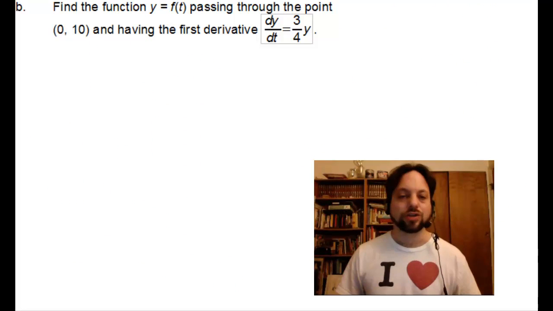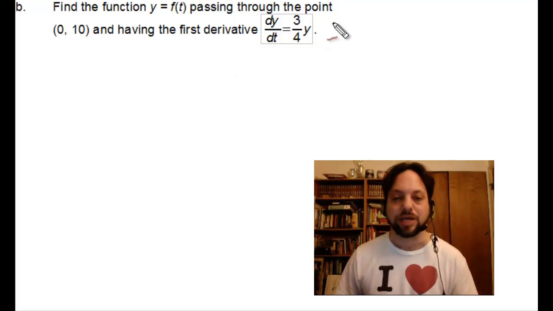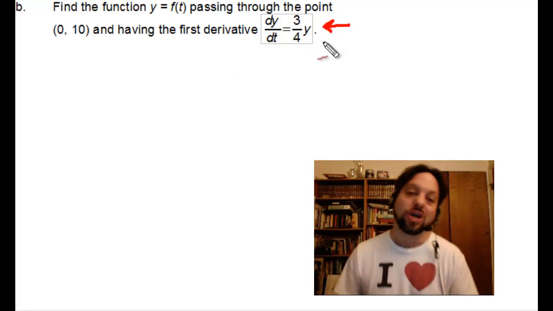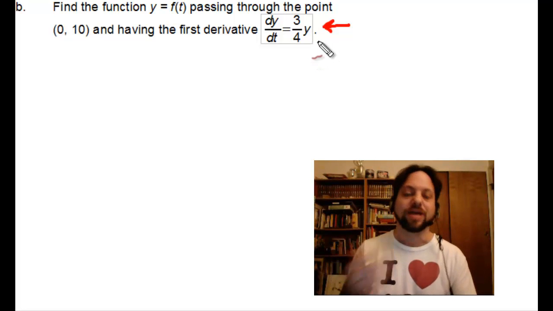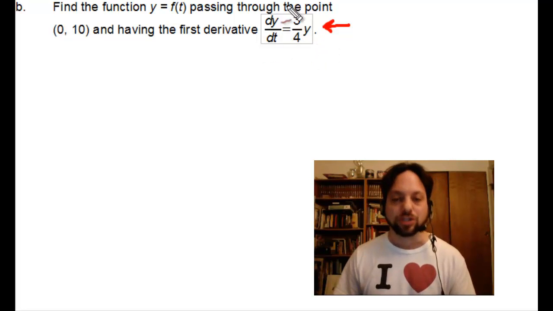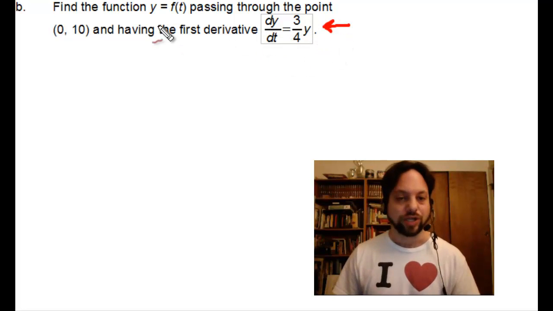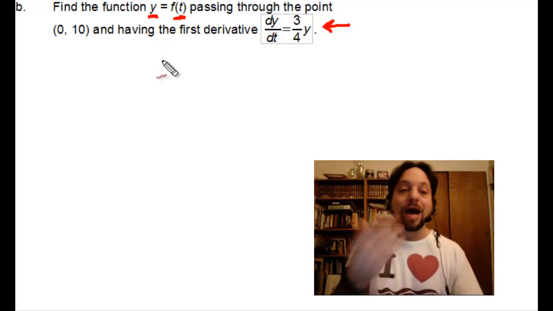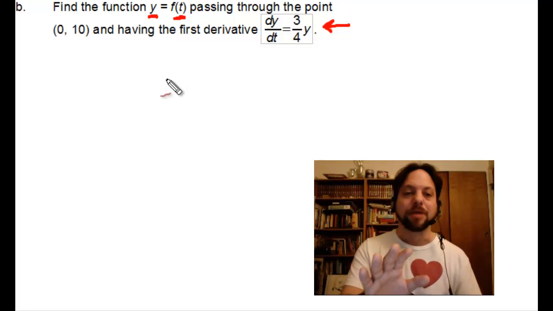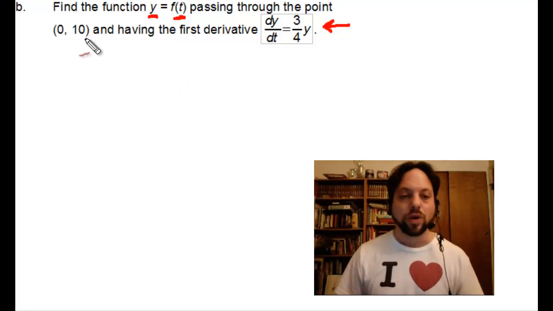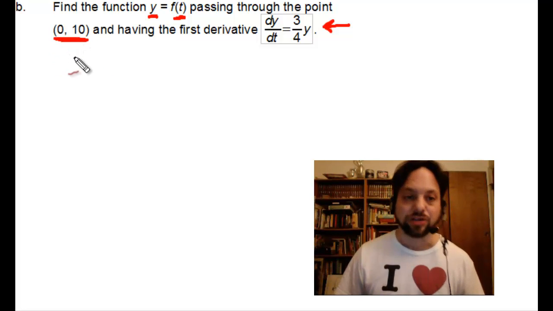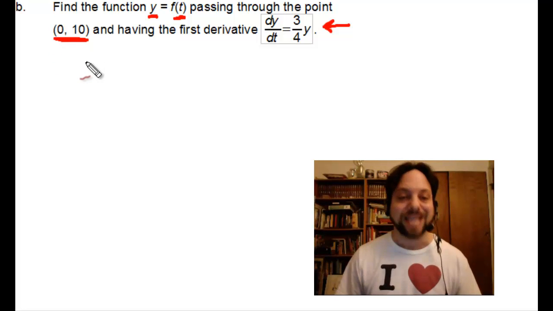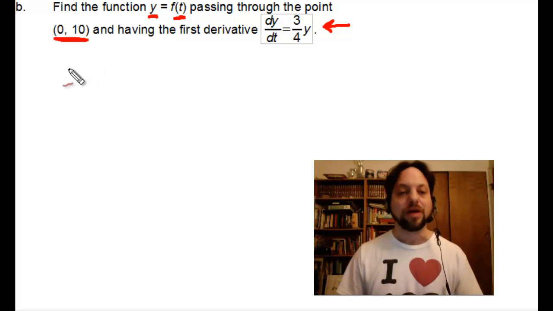So in example B, we're going to do much the same thing we did in example A. We're given this differential equation, which quite honestly is quite a bit easier than the one in example A, but regardless of that, we'll solve this and find the general solution for this differential equation. That'll be a function y, which is in terms of t. However, this time around, we're not just going to stop at the general solution. We're going to use this point 0, 10 to find our particular solution.